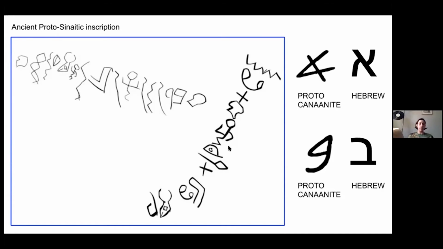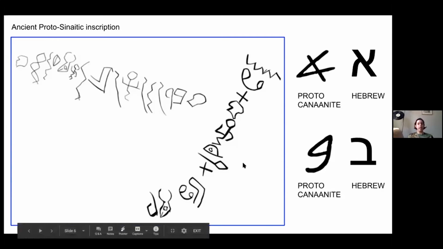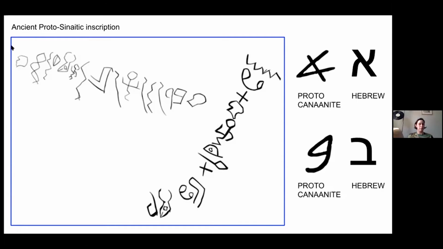And so this is a kind of graffiti inscription from the turquoise mines. Now, don't ask me what it says. I could figure it out, but it will take me some time.